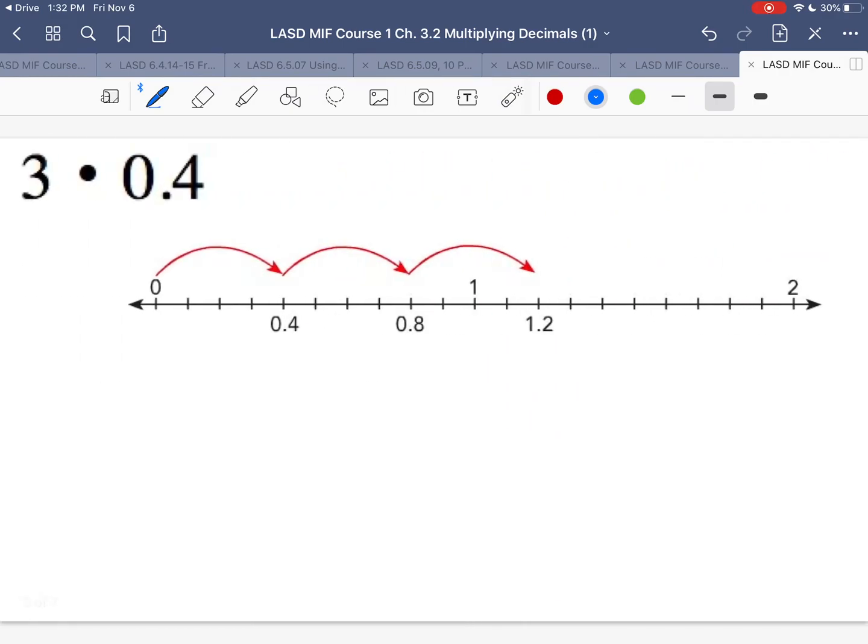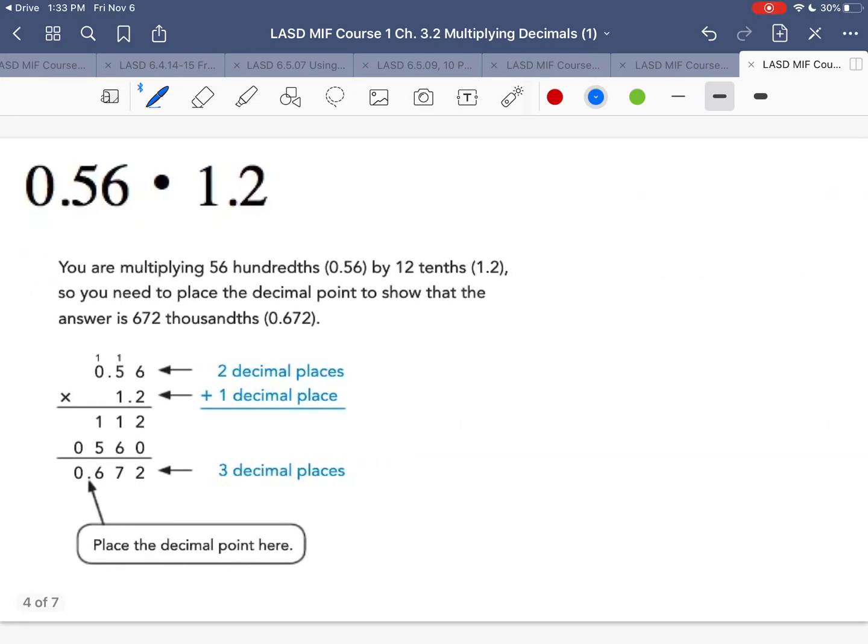So one method is to draw a number line. Here we have the problem 3 times 0.4. On our number line, we start at 0 and have 0.1, 0.2, 0.3, and so on, all along the number line. And we have 0.4 marked out 3 times, and we get to 1.2, which is doable if you have small numbers. A more common way of doing it is to do a multiplication problem.